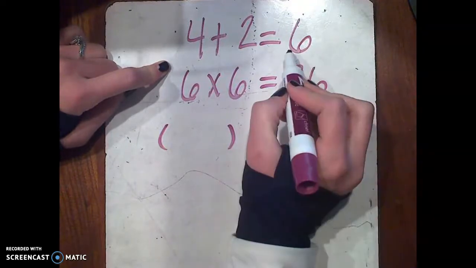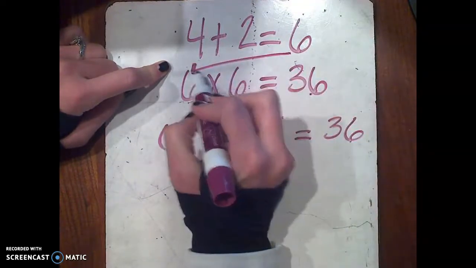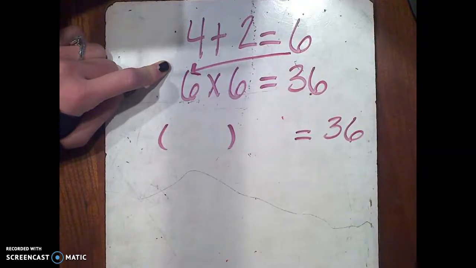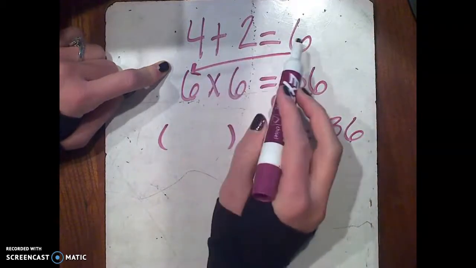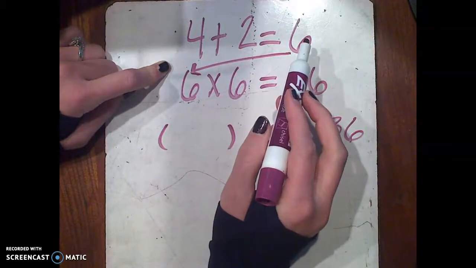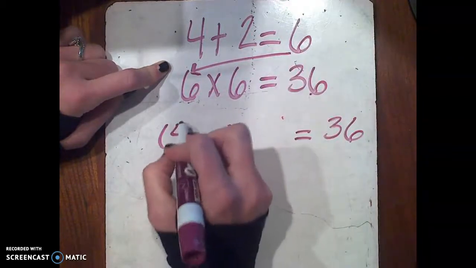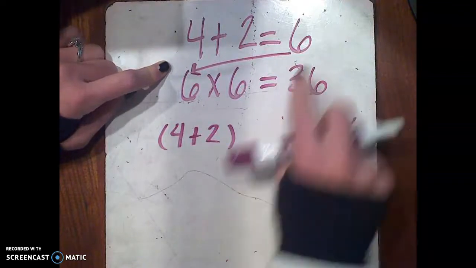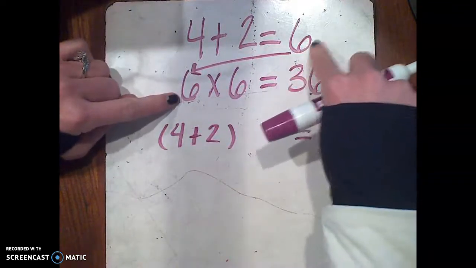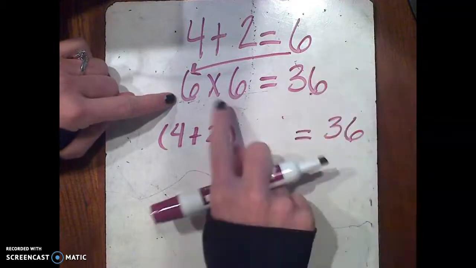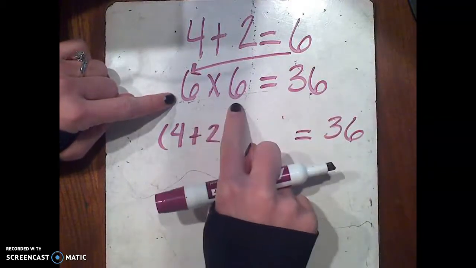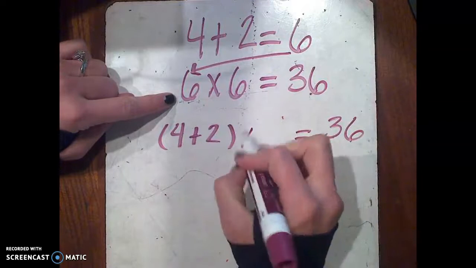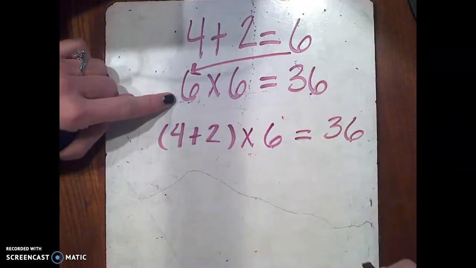So I know that my 6 and my 6 are the same, because I know that 4 plus 2 is 6. Because I know that, I'm going to put 4 plus 2 right here, because we already know that that's 6. It's the same 6. These are the same 6s. But then I can't forget, it's times another 6, which gives me 36.